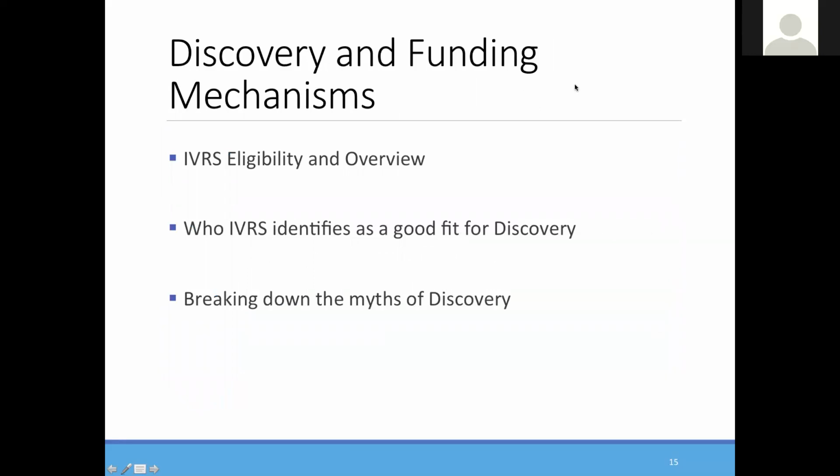So with discovery, what's the funding available to us when we do discovery in Iowa, right? So one, in order to receive discovery through VR, you have to go through VR's eligibility. And so we're going to talk about that process, and then who IVRS identifies as a good fit for discovery, which is important. And then we want to break down some myths of discovery as well.